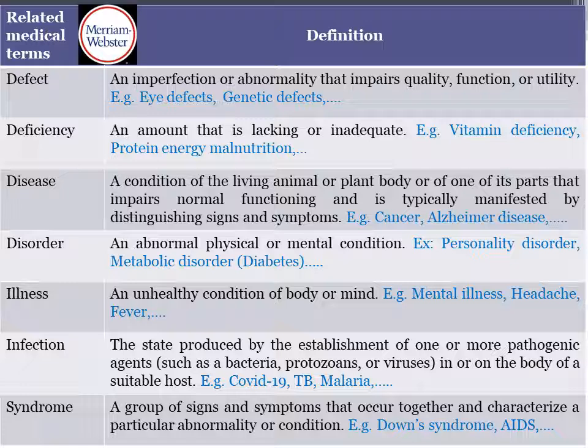So next is a syndrome. Syndrome is similar to disease. We have distinguishing signs and symptoms, and here it is associated with a particular abnormality or condition, where a group of signs and symptoms can occur together. For example, Down syndrome: you must have already seen many kids with a moon-like face, and from the face itself we can identify them.